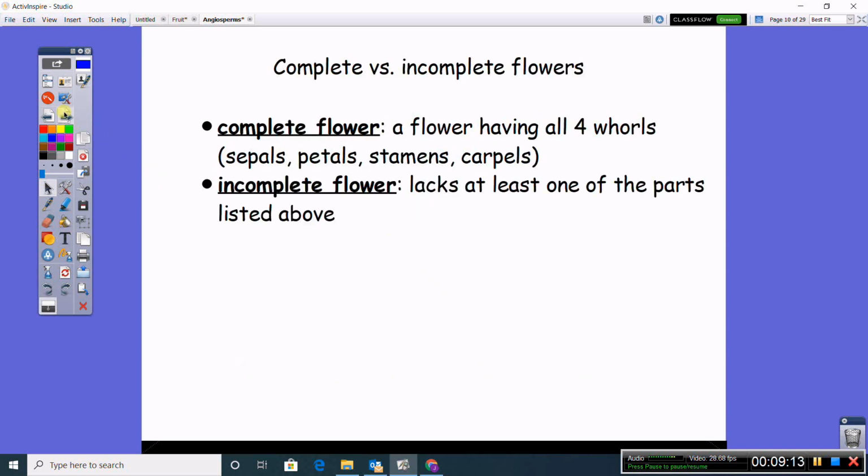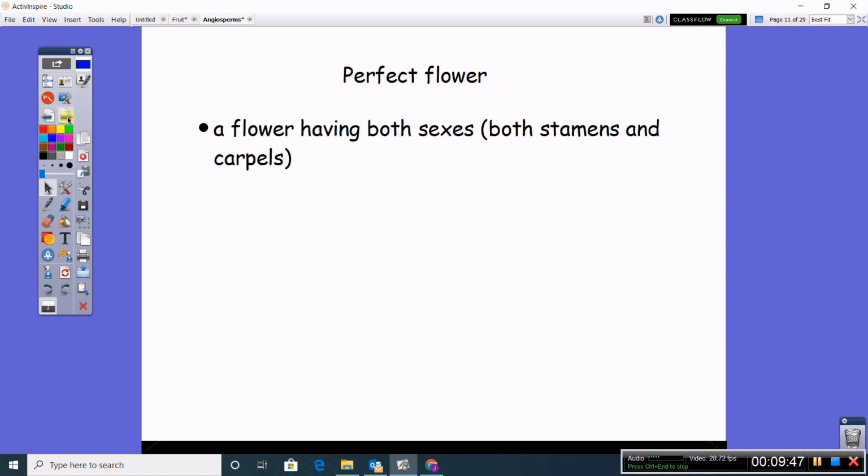Okay, a little bit more terminology here. We're going to talk about complete versus incomplete flowers. So a complete flower is one that has all 4 whorls: sepals, petals, stamens, carpels. An incomplete flower is going to lack at least one of those structures. So, for example, an Easter lily usually doesn't have sepals, so an Easter lily would be an incomplete flower. Okay? So remember your difference between a complete and an incomplete flower.